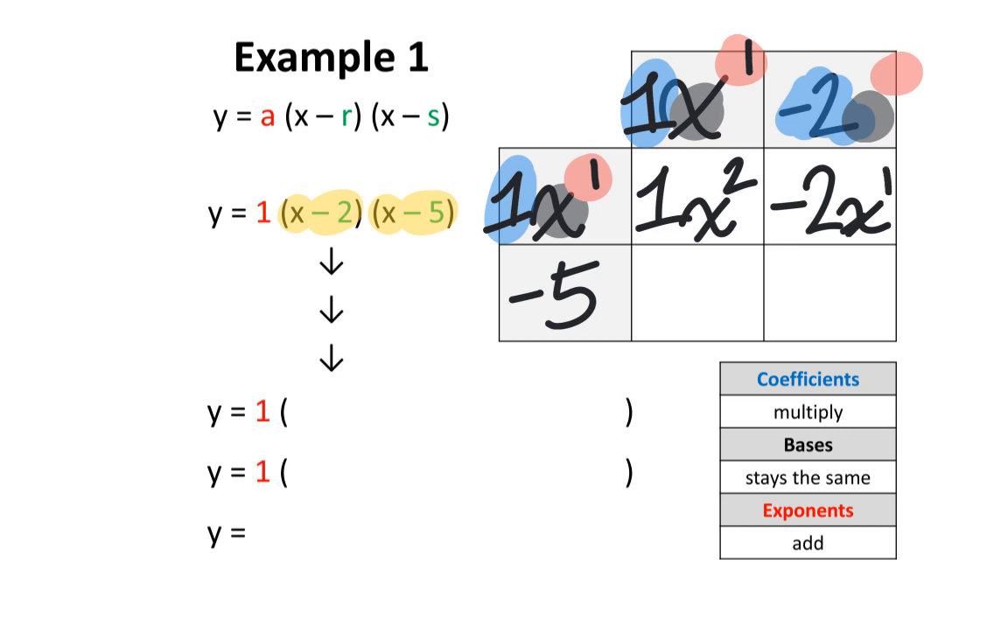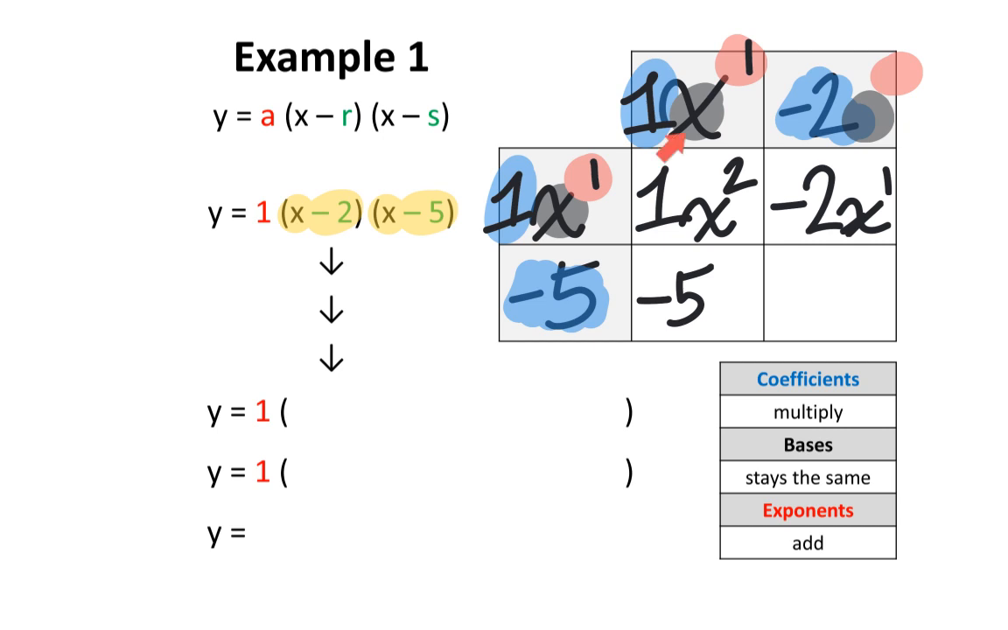We're going to repeat this entire process again when multiplying this term with this term and writing our answer in this empty box. The first step is to take a look at the coefficients. We know the coefficient of this term is 1, but what about this term? Well, the coefficient here is going to be -5, and we want to multiply coefficients. So -5 multiplied by 1 is going to give you -5.